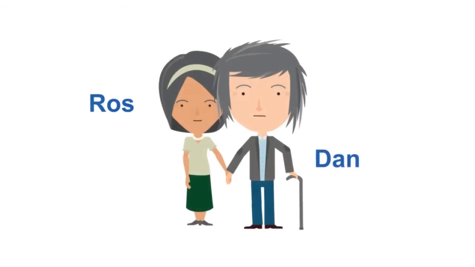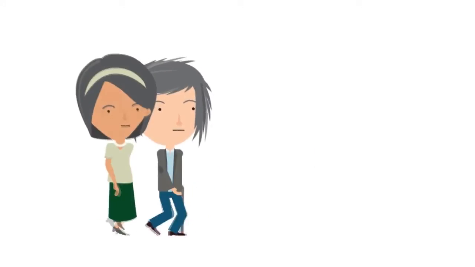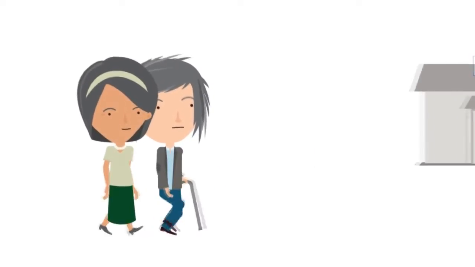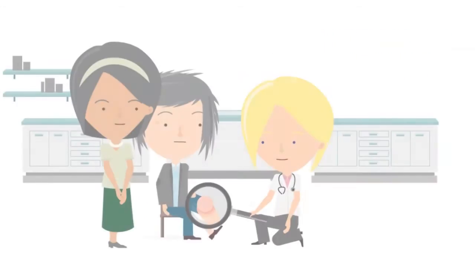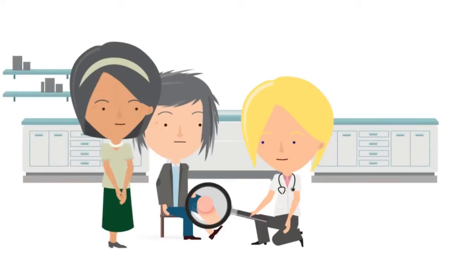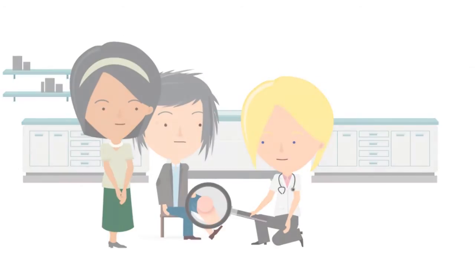Dan is 64 and comes from Poland, but has been living in England for many years. In spite of this, his English is not very good. When he goes to see his GP about a recurring problem with his knee, he takes his wife Rosa with him to help. Having looked at the problem knee, Dr. Carson decides an X-ray is required.